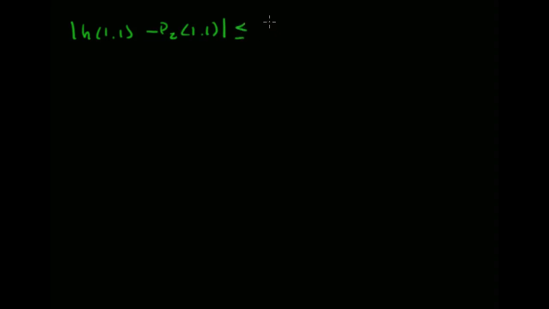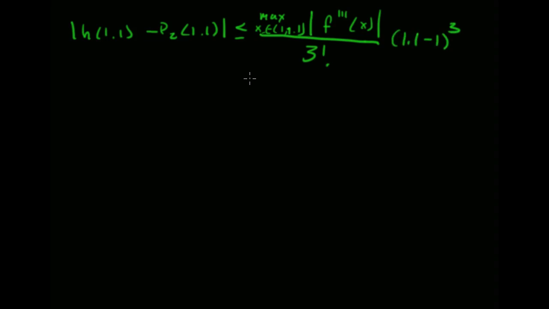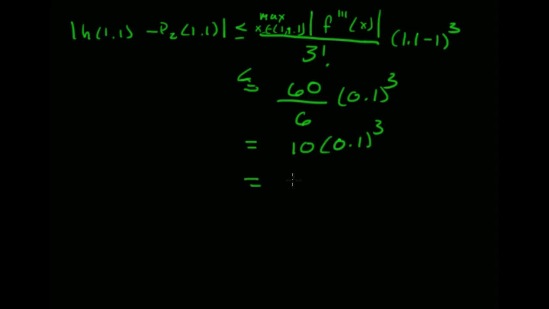All right, so we need the maximum, when x is going from the center at 1 to 1.1, where we're doing the estimate, of the third derivative of x over 3 factorial times (1.1 minus 1) cubed. They tell us in the problem that the third derivative has to be bounded by 60. 3 factorial is 6. 1.1 minus 1 is 0.1 cubed. So this is 10 times 0.1 to the third, which is the same as 0.1 squared, which is 0.01, which is exactly what the problem has to say.